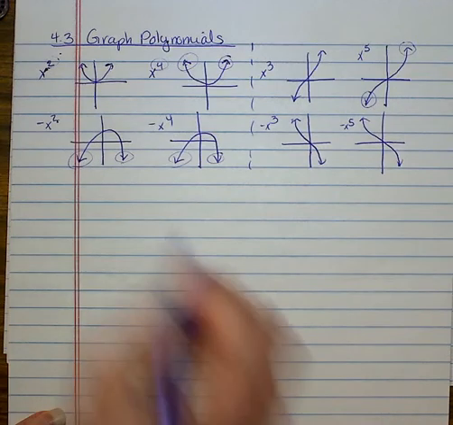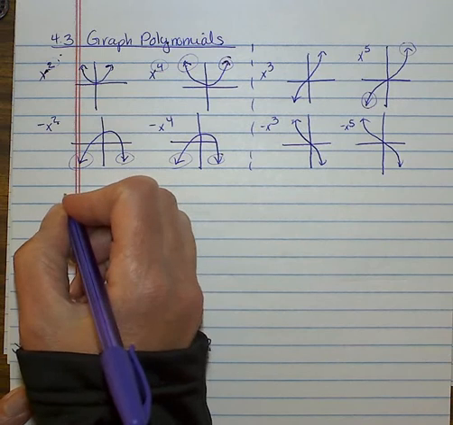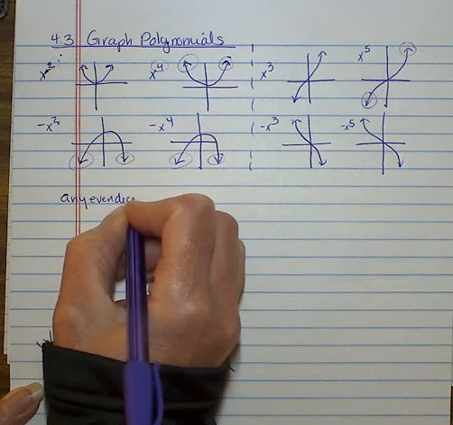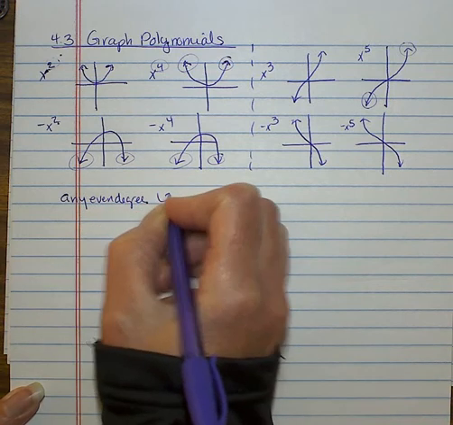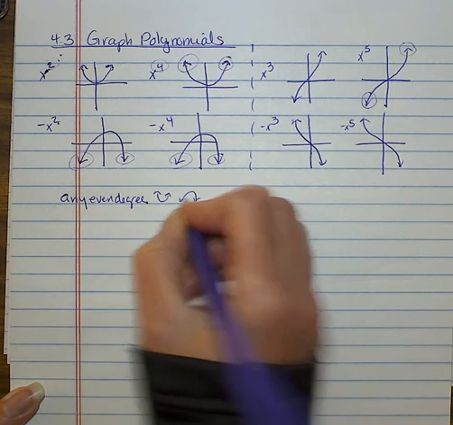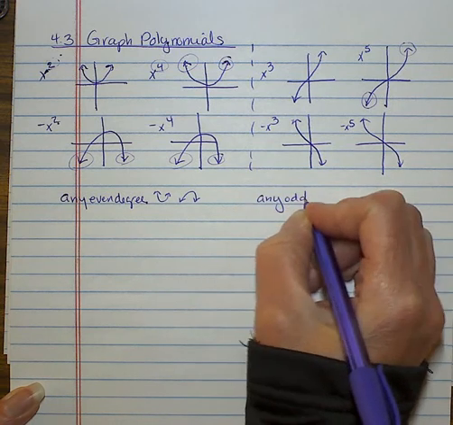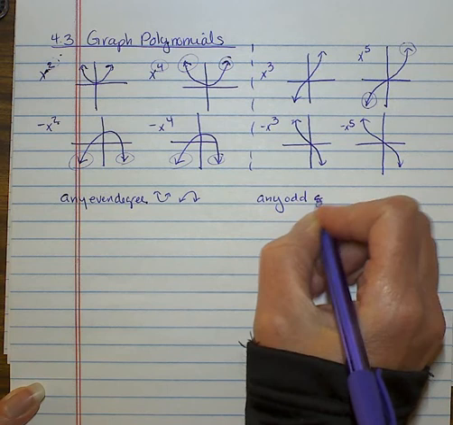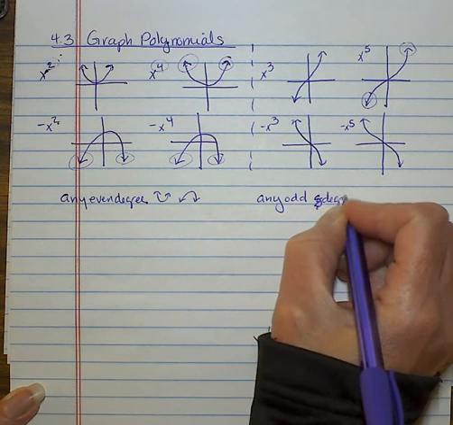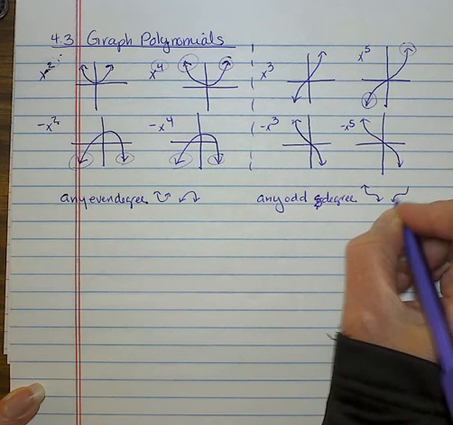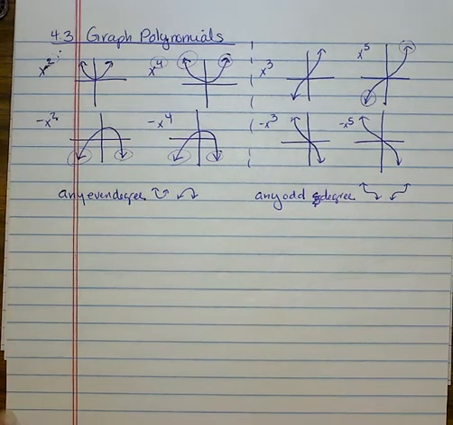Okay, so basically, moral of the story, any even degree will end with both ends up or both ends down. Any odd degree will end one up and one down. Okay, so that may make sketching these a whole lot easier.